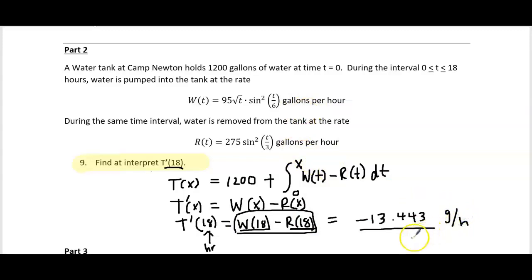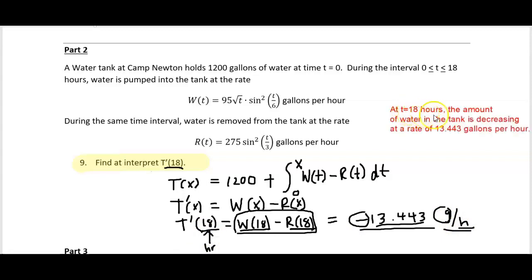And so what this is telling us is this is a rate of change, and it's negative. So therefore, it's a decreasing value. But what's decreasing? It's the top value, the gallons. So what's happening is we are losing 13.443 gallons every hour at the time value 18 hours. So here's how we'll write that. At t equals 18 hours, the amount of water in the tank is decreasing at a rate of 13.443 gallons per hour. And that is number 9.